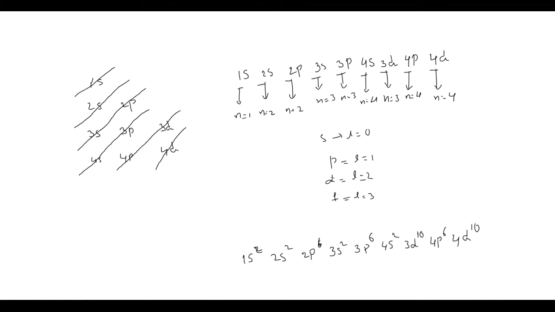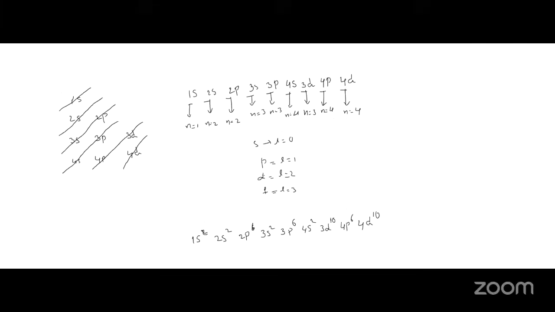4d, 10 electrons are filled. Based on that, now we will see the periodic table. So in the periodic table, it is divided into 1s, 2s, number of periods. It is divided as period 1 and divided as period 2.